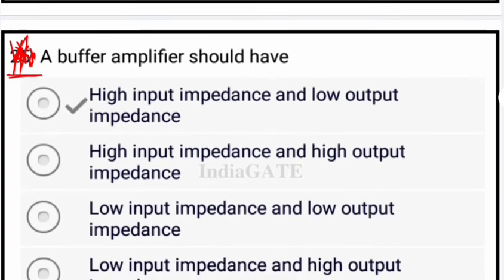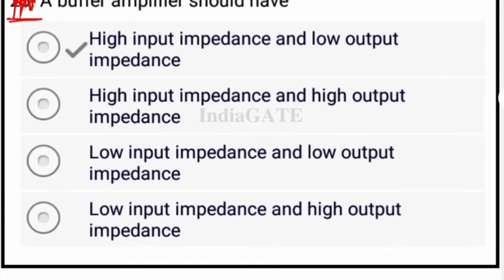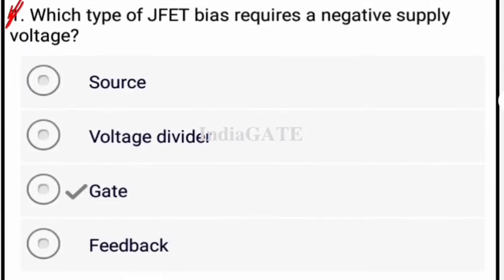So the next question is defined as: a buffer amplifier should have, therefore options A, B, C and D. But here option A, or the first option, is correct, means a buffer amplifier should have high input impedance and low output impedance. Okay, high input and low output impedance. Now come to the next.